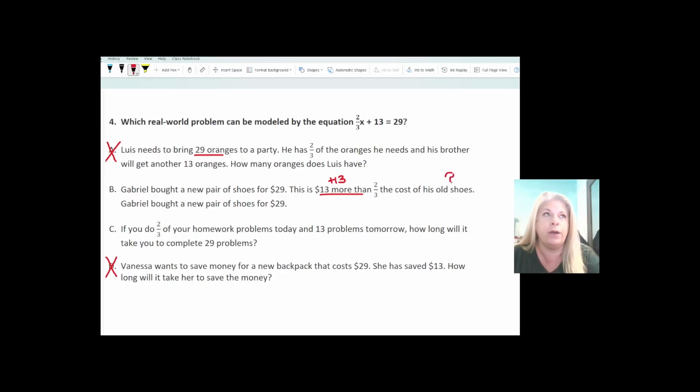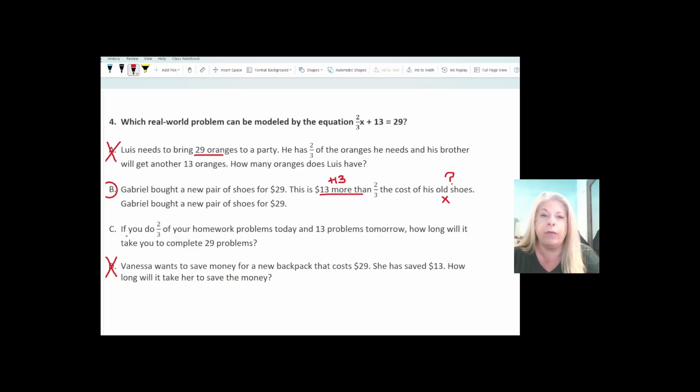This is the unknown. So we could use x to represent the price of the old shoes, which would mean 2/3 times x, the price of the old shoes that we don't know what it is, right? Plus $13 will have to equal what he paid for those shoes. So far, this is making sense as our answer choice, okay?